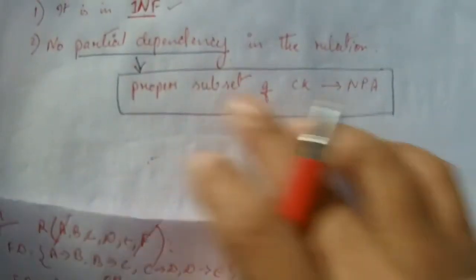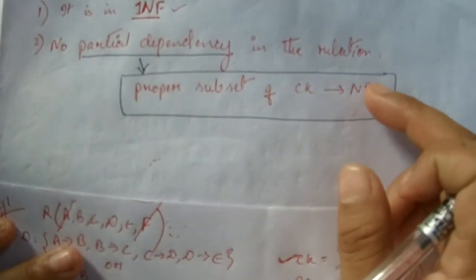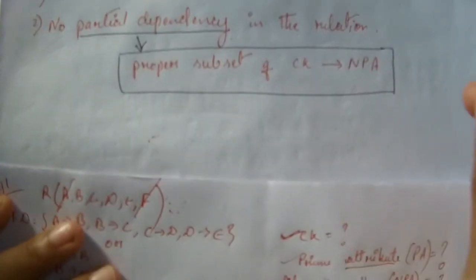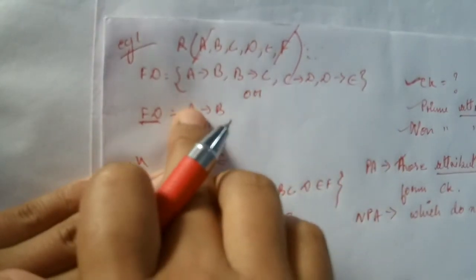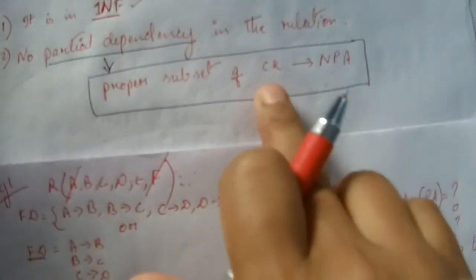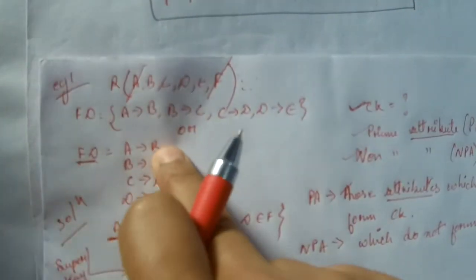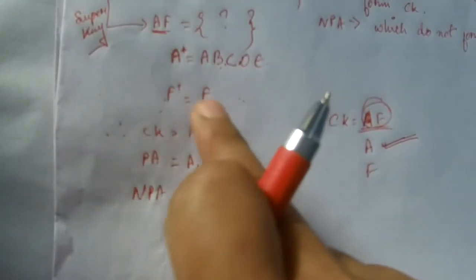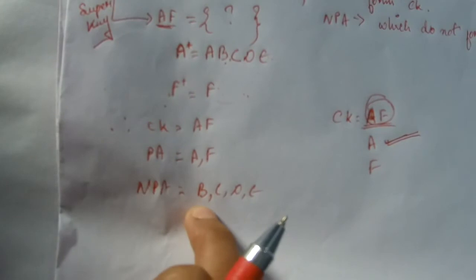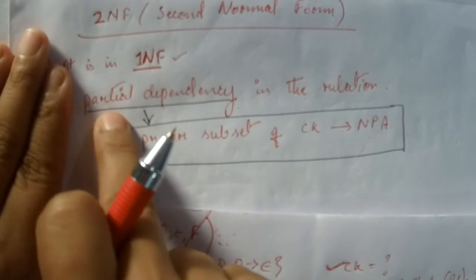Here you see this statement, proper subset of candidate key, that is A. We have taken A, right? Is A determining a non-prime attribute or not? So how to check that? Come back to the functional dependencies in this example. Here you see A determines B, right? Proper subset of candidate key A determines a non-prime attribute. So here it says B. Is B a prime attribute or non-prime attribute? Come back here, we have found it, right? This is a non-prime attribute. So the proper subset of this candidate key, A, is determining what? B. That means partial dependency. So we have found the partial dependency here.